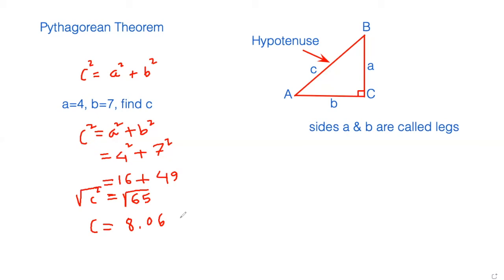In the question, the teacher will ask you to round it to a certain number of decimal places. But in this case, if they're not asking you to round it to a certain decimal place, we can say c is equal to 8.06. But normally, if they ask you to round it, you have to follow the instruction.